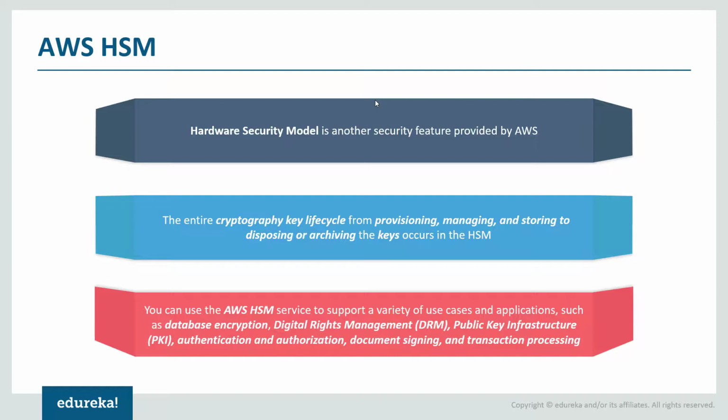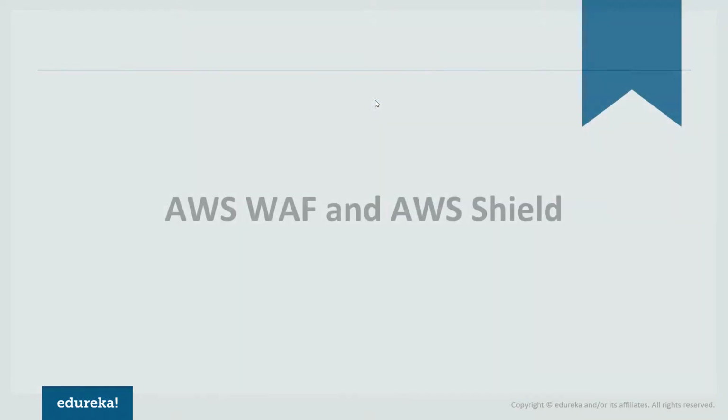We typically use AWS HSM in database encryption, digital rights management, public key infrastructure authentication and authorization, document signing, and transaction processing. The other important security feature of AWS is AWS Web Application Firewall and AWS Shield.